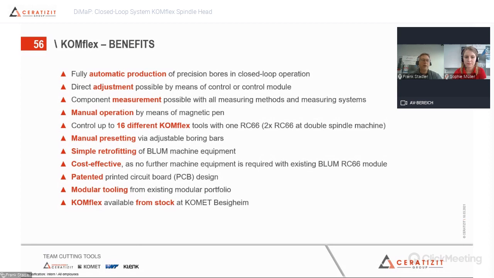The manual presetting via adjustable boring bars and a simple retrofitting of Bloom machine equipment. It's cost effective as no further machine equipment is required with existing Bloom RC66 module. It's a patented printed circuit board design, a modular tooling from existing modular portfolio, and KOMflex is available from stock at Comet Basigheim. So if you need more and more, up to 60 in one machine, for example, you can get it from stock in a very, very quick delivery.